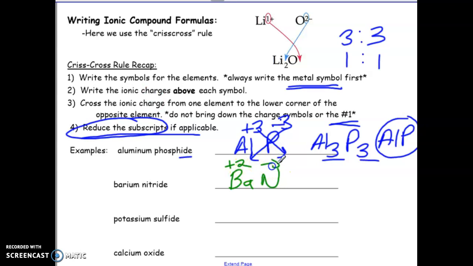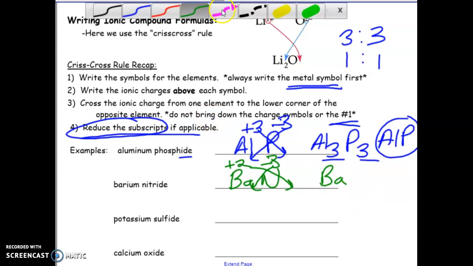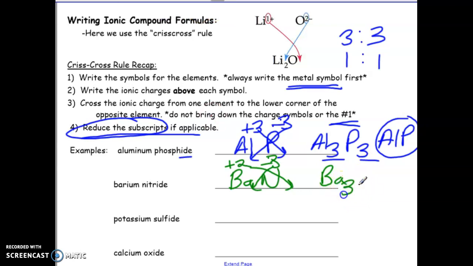Nitrogen is actually in the same chemical family as phosphorus, so it also has 3 it needs to gain. So the 3 would come down near barium. The N would have a subscript of 2 from the original barium. Oops, oh my goodness, I'm saying something and I'm doing the opposite. So let's go back here. The barium would be 3, nitrogen would have the 2. So Ba3N2. This cannot be reduced any further, so this is your final formula.